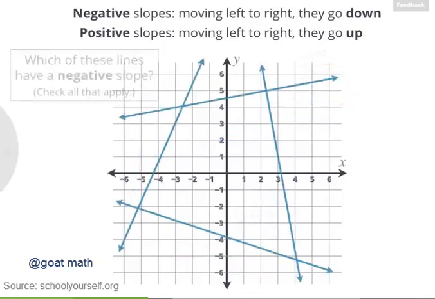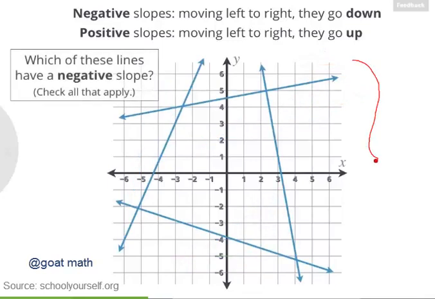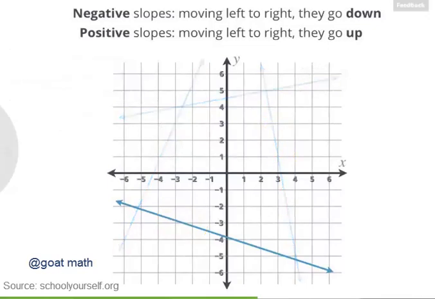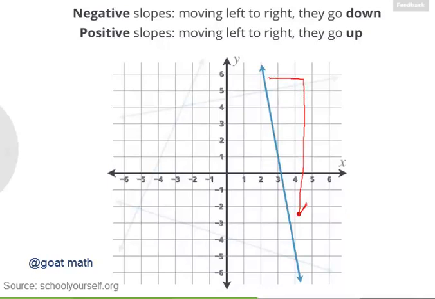So for your next challenge, take a careful look at these 4 lines here. Which of them have a negative slope? Nicely done. This line certainly has a negative slope. As you move from left to right along the line, you're also moving down. And this line also has a negative slope. Again, moving left to right along the line, you're also moving down.